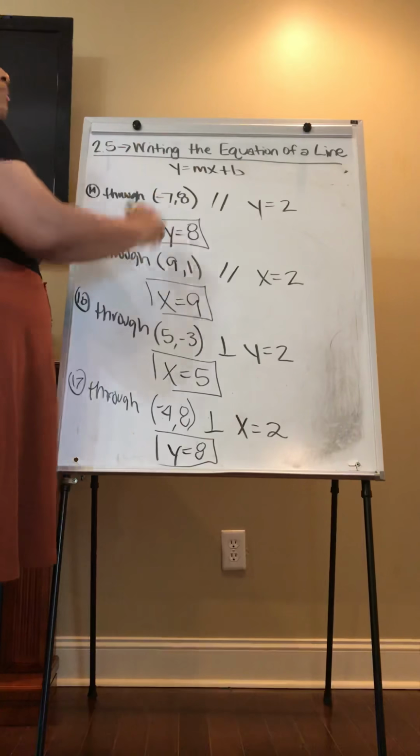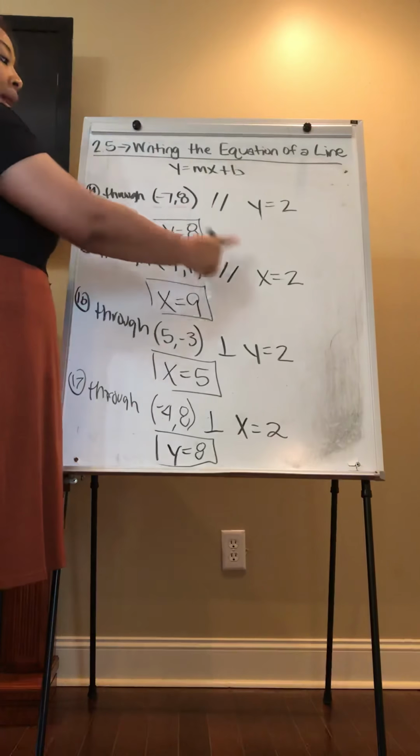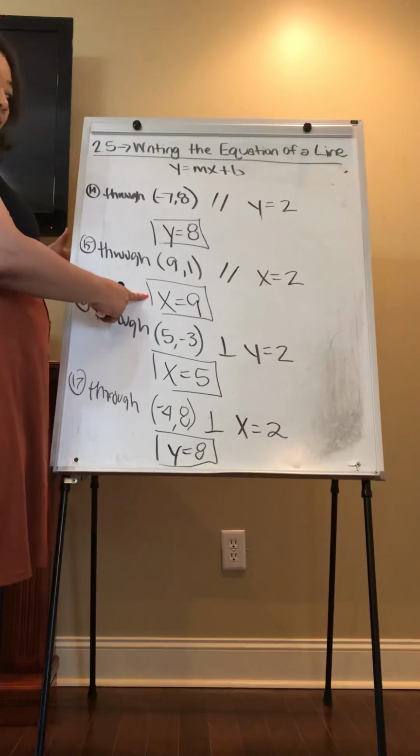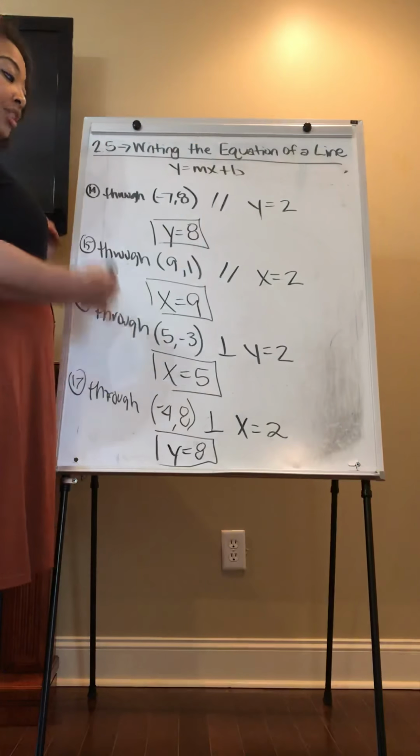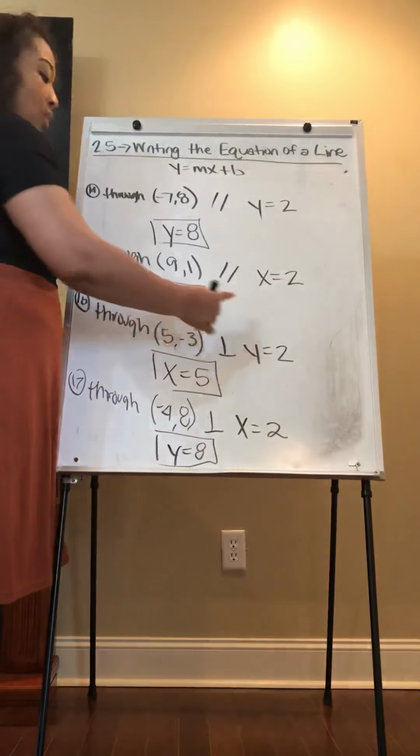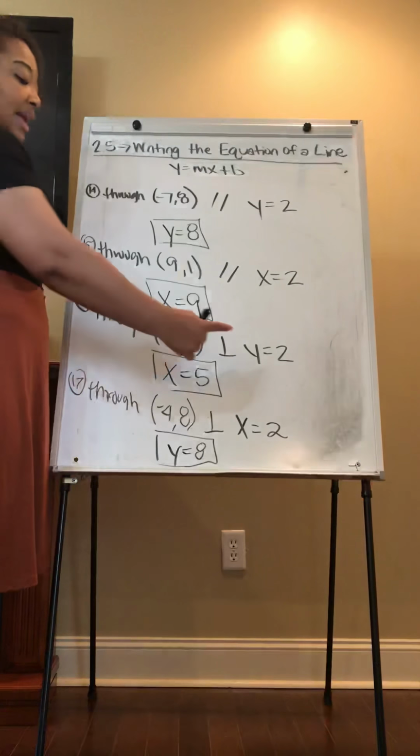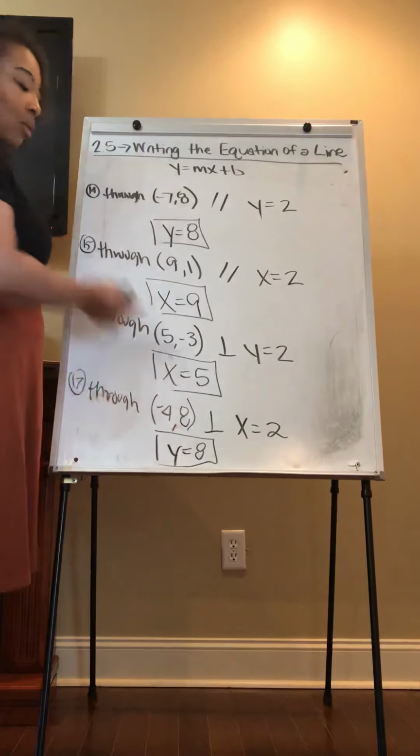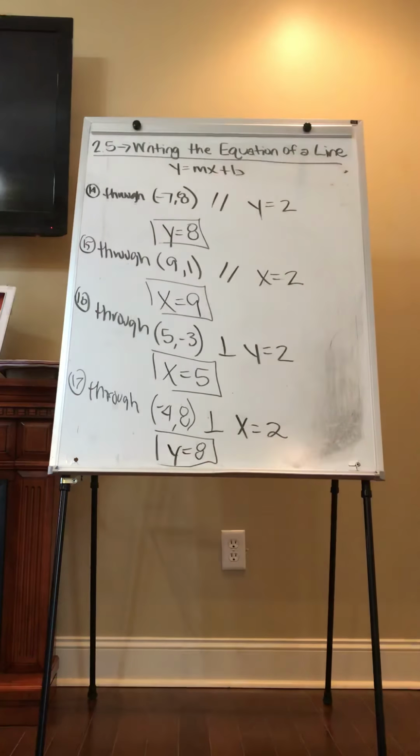Parallel means the same. If I give y, you give me y. If I give you x, you got to give me the x. If I do the perpendicular, you do the opposite. If I ask for y, you got to give me the x coordinate. If I ask for x, you got to give me the y coordinate. This will conclude 2.5.